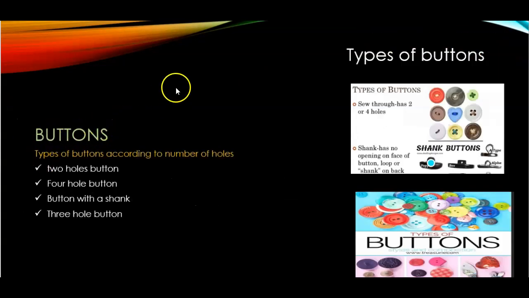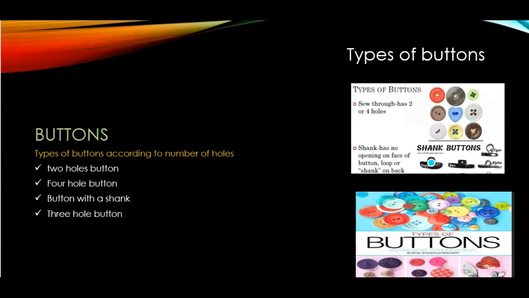We are going to discuss buttons. There are different types of buttons according to the number of holes. We have the two-hole button, the four-hole, the three-hole button, and the button with a shank. We have the normal one made with a shank, and we can also create our own shank.